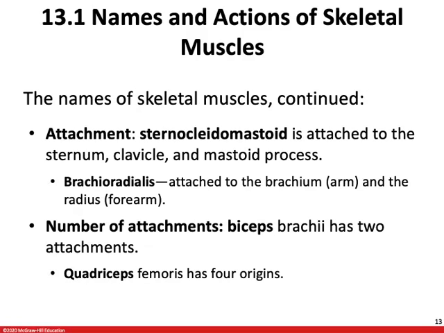Muscles might also be named for their attachment locations or their number of attachments. So for example, the attachment location, the sternocleidomastoid muscle, is going to be attached to the sternum, the clavicle, and the mastoid process. The brachioradialis is going to be attached to the brachium and then also to the radius. They may also be named for the number of attachments. Biceps, bi meaning 2, quadriceps meaning 4, triceps 3. So those are all about the number of attachment points that they have.